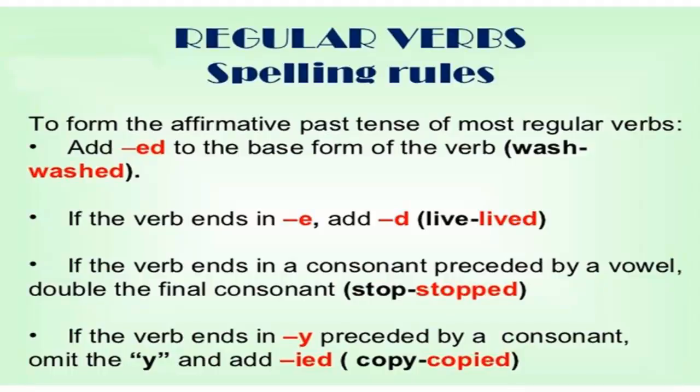If the verb ends in a consonant preceded by a vowel, double the final consonant. Stop, stopped. And we double P because it's preceded by O, which is a vowel. If the verb ends in Y preceded by a consonant, omit the Y and add IED, like copy, copied.